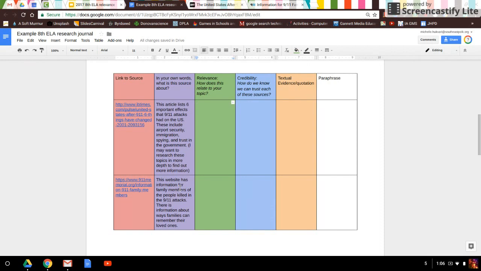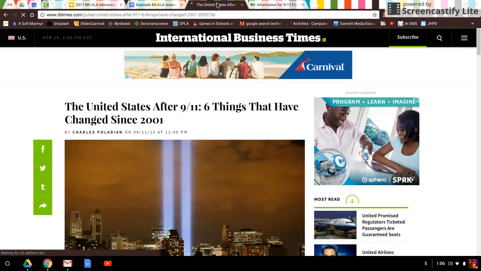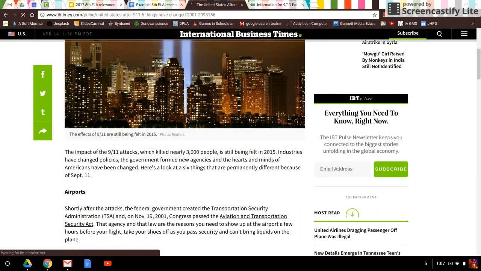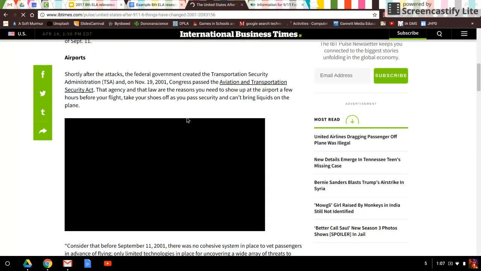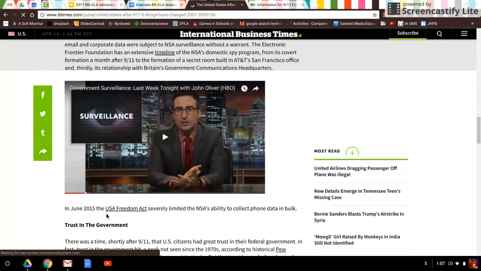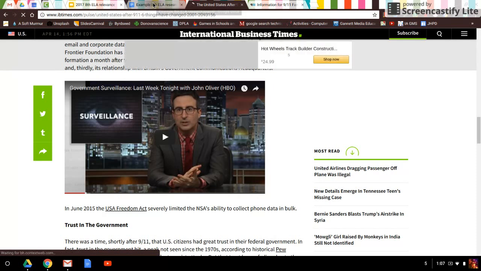And so I've got a couple articles here that I want to just double check. And this will be the same process that you'll use. We want to open our source again, reread the source, and then compare it to our summary to make sure it's correct. So my first source talks about the United States after 9/11, 6 things that have changed. And as I look through that source, it's talking about changes to airports, changes to immigration, changes to domestic spying, changes on trust in the government.